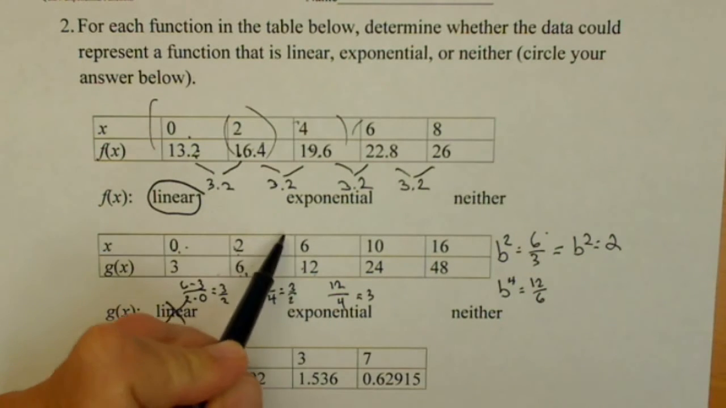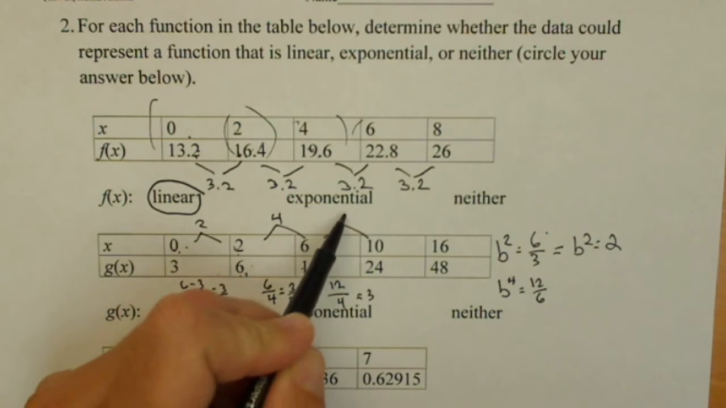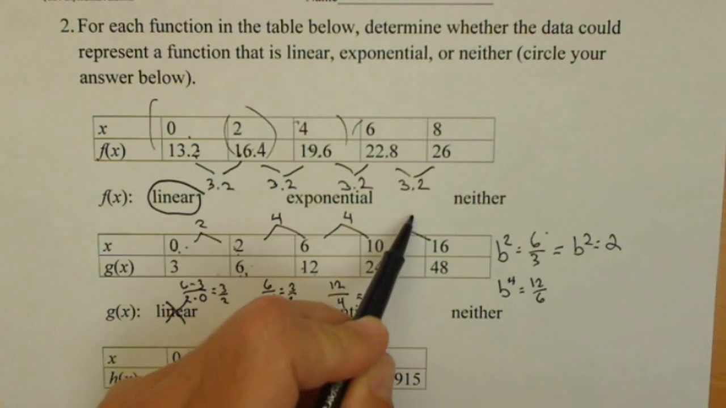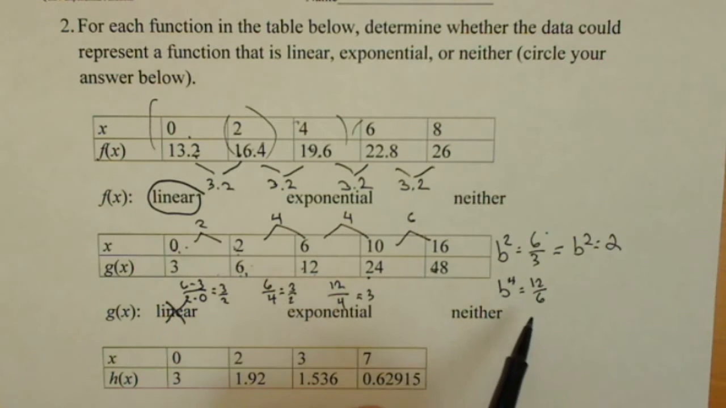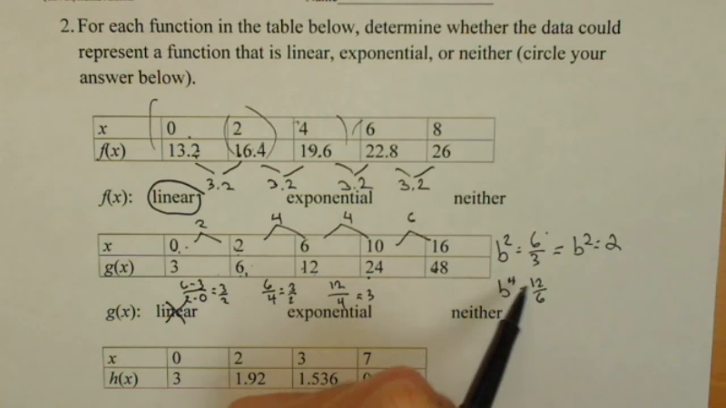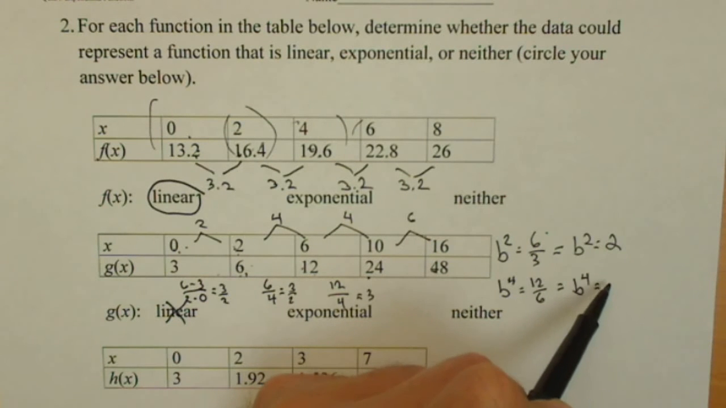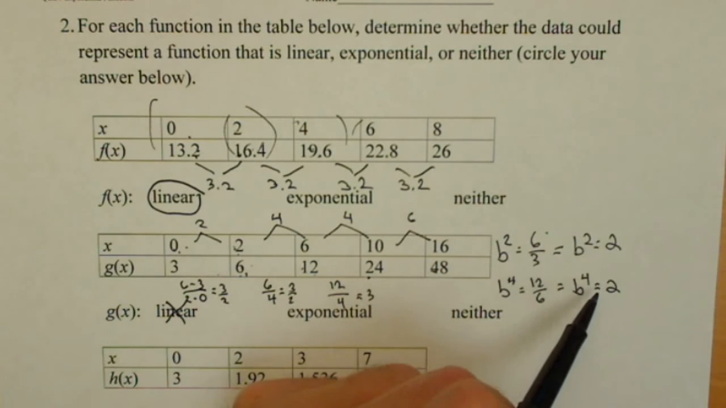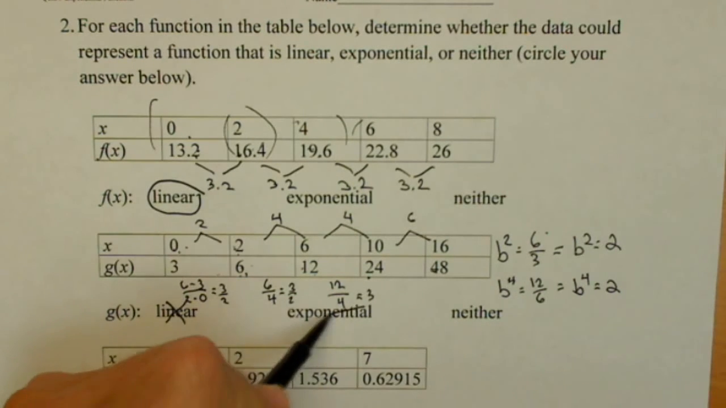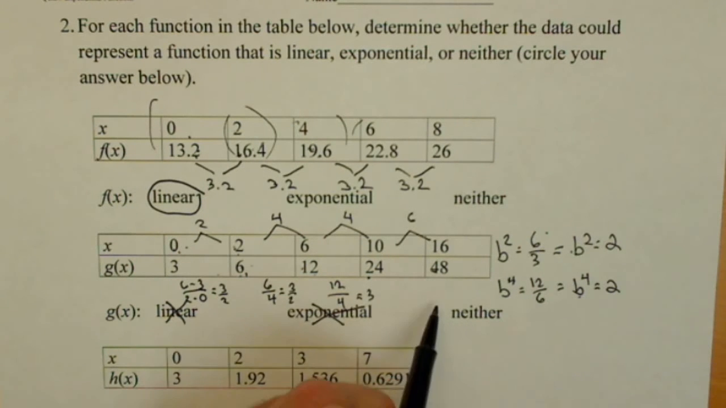Again, this is where the 4 came from, this is where the 2 came from. If we needed to check this one, we also have a 4. We do b to the 6th is 48 over 24. To check all of these, I'm just checking a couple right now for time's sake. And here we end up with b to the 4th equals 2. There's no value of b that's going to work for both of these, so this is also not exponential. That b should be the same for every single one.